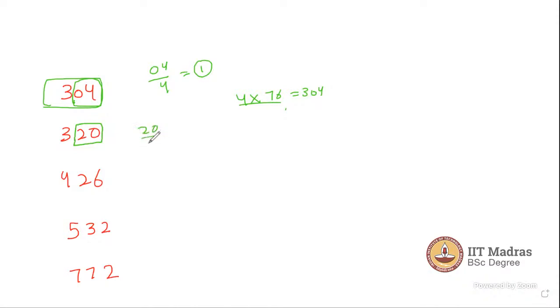Again here, see the last two digits, which is 20. 20 is divisible by 4. Yes, it is divisible. Then I can say that 320 is also divisible by 4. You can say it like 4 times 80, right?